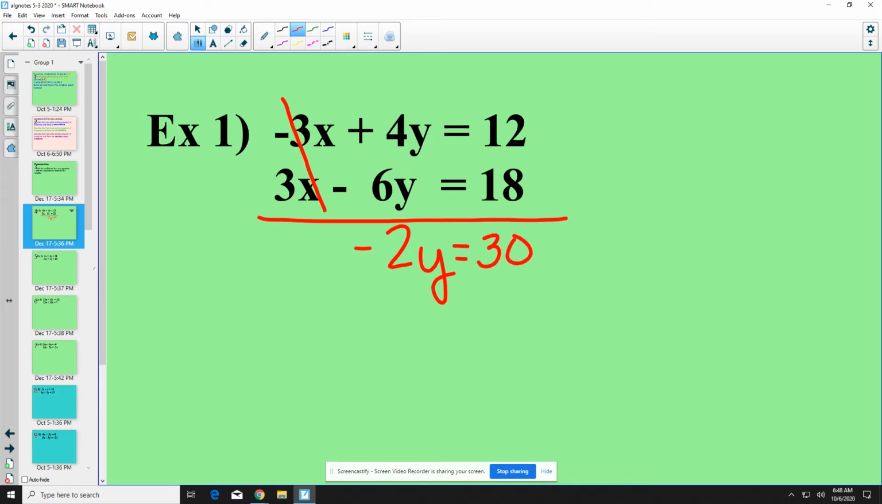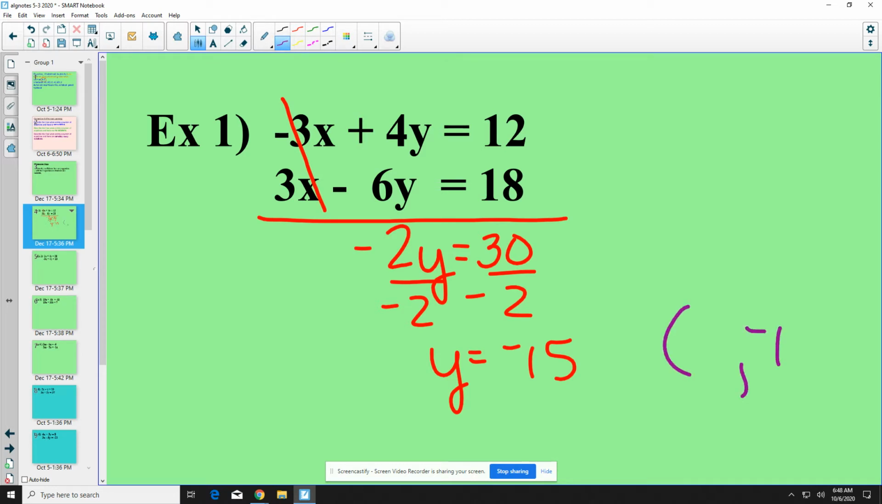And now I'm just going to solve for y by dividing by negative 2. And I'll get y equals negative 15. That means the solution to the system has a y value of negative 15. It's something, negative 15. To find the x value, what we're going to do is take negative 15 and put it in for y, and it doesn't matter which equation I use.